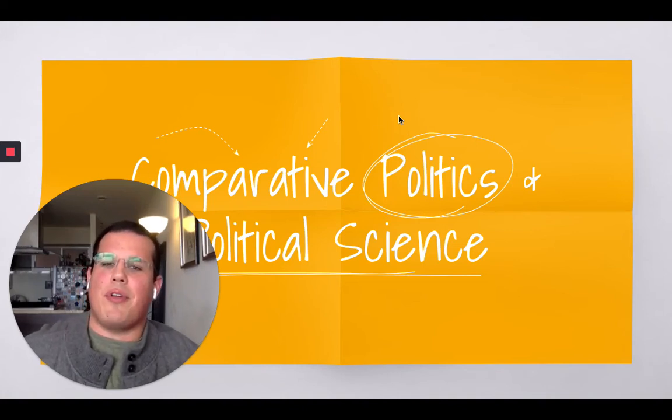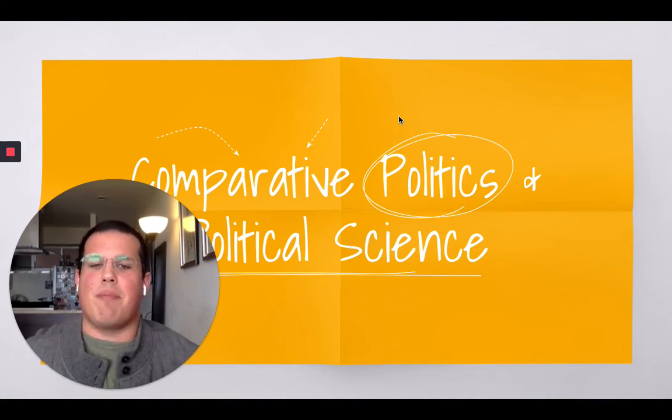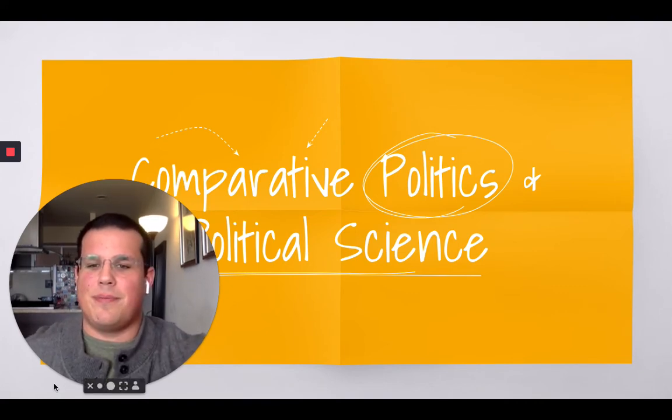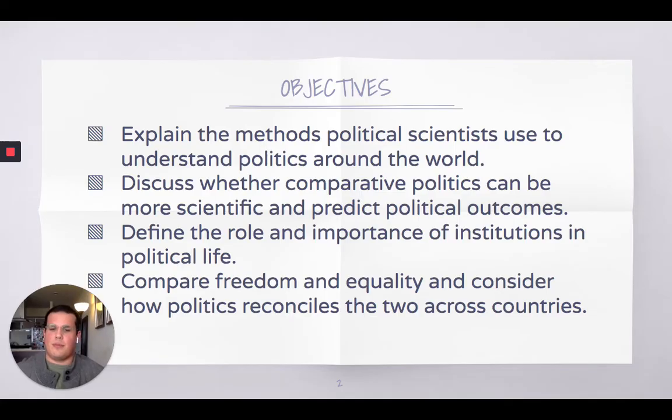Today, we're going to be covering the basics of comparative politics and political science. The main objectives are to explain the methods political scientists use to understand politics around the world, to discuss whether comparative politics can be more scientific and predict political outcomes, to define the role and importance of institutions in political life, and to compare freedom and equality and consider how politics reconciles the two across countries.